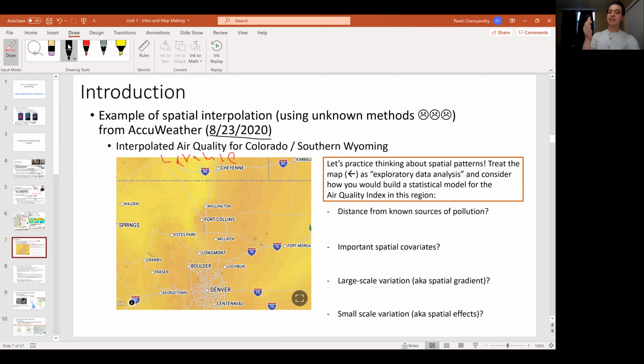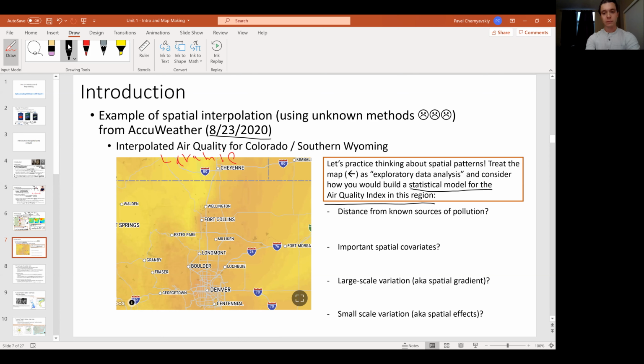So let's practice thinking about spatial patterns. You look at this map and you're thinking of exploratory data analysis. How would you approach building a statistical model? How would you begin thinking about what to put in a statistical model that helps predict air quality in this relatively small region? The variables would differ if you were trying to do this across the US, let alone across the world.